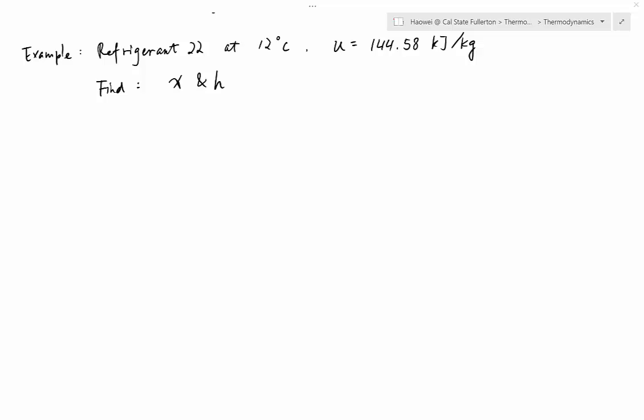Okay, so now let's do one example to show you how we can use those tables to look for internal energy, lowercase u, and enthalpy, lowercase h. So here we have one example.